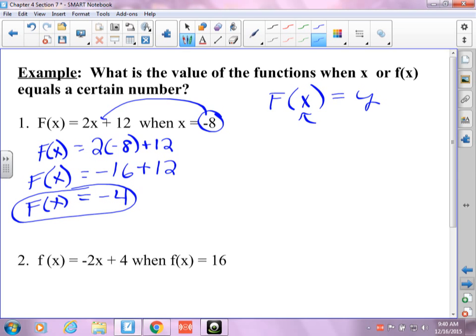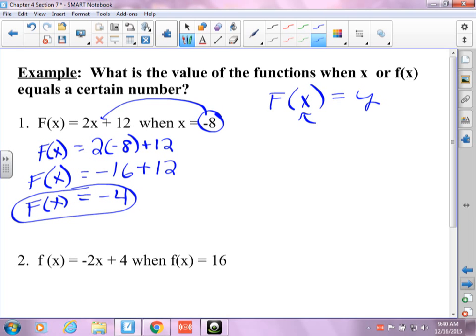It's very easy, but where kids mess up is kind of like what you mentioned. Do I put that negative 8 in for f of x? No. f of x is like y, and that's separate, okay? Because it's function notation, that's why we don't put just y.